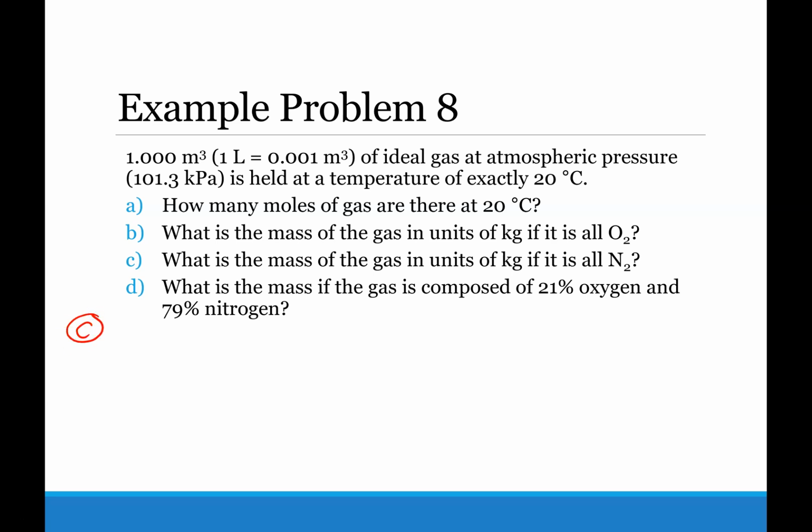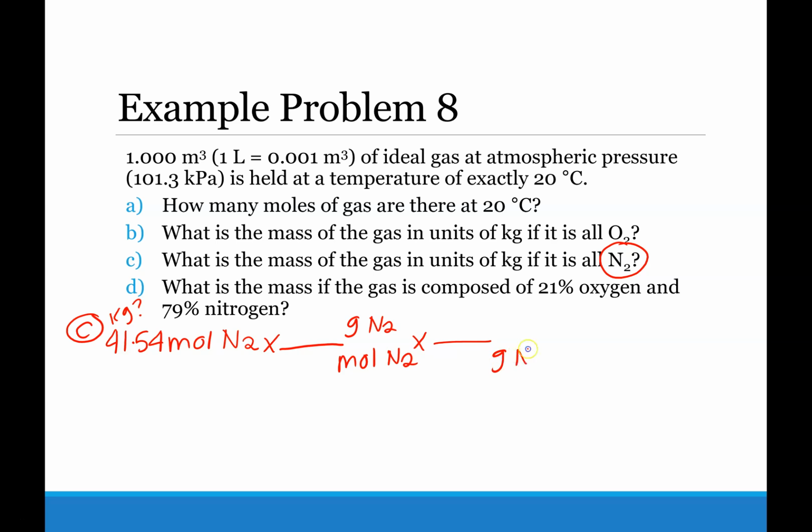Part C asks us for the same thing that B did if it's all nitrogen instead of oxygen. Our N value was 41.54 moles. And they're telling us that they want us to assume that it's N2, and we want units of kilograms. So, moles of N2 to grams of N2, and then grams of N2 to kilograms of N2.